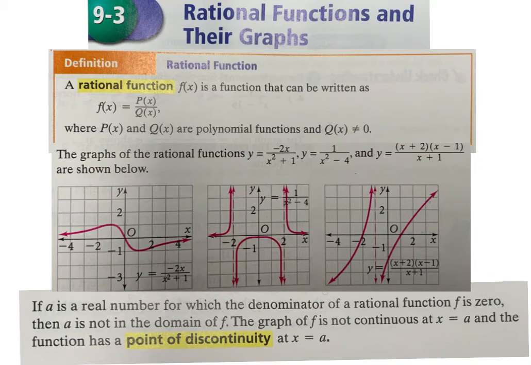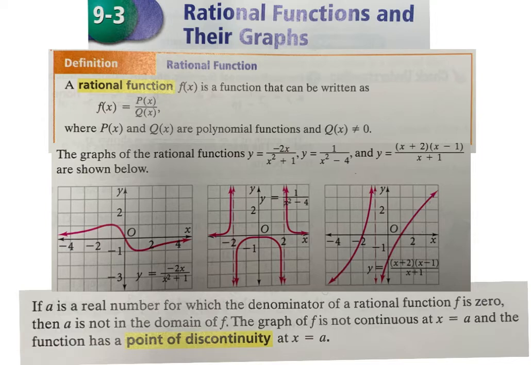The first thing we see in this section is basically a definition of a rational function. A rational function just means you have one function over another. It's written in fraction form. So you have some function of x in the numerator, some function of x in the denominator, and of course the denominator cannot be zero. And they give us some examples here of graphs of rational functions, which we're going to be doing this chapter.